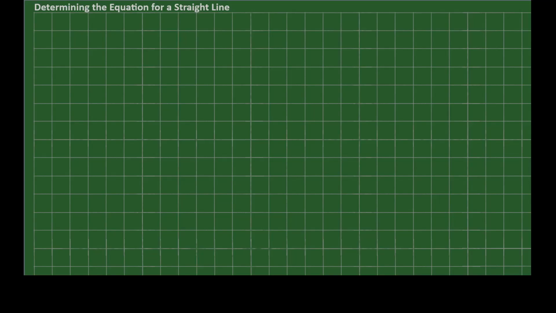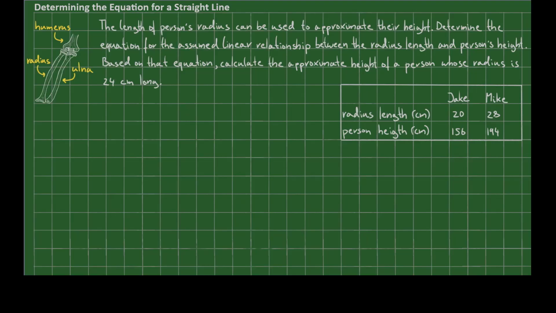Hello good people, it is time to determine the equation for a straight line. It turns out that the length of an adult person's radius can be used to approximate their height. The radius is one of the two long bones in your forearm, the other being the ulna. And you thought you would be learning only mathematics here.